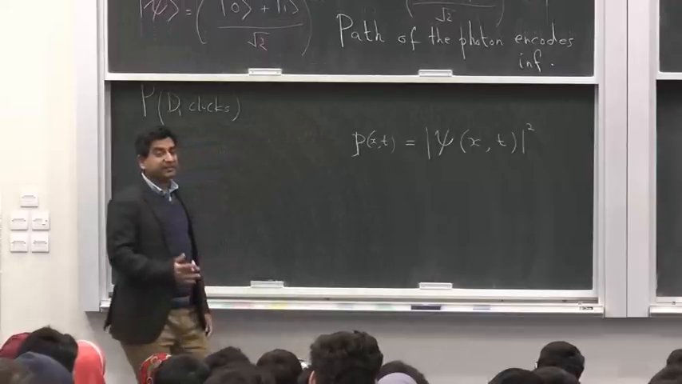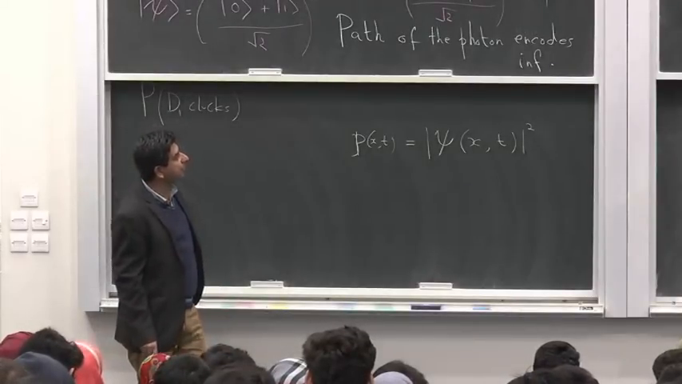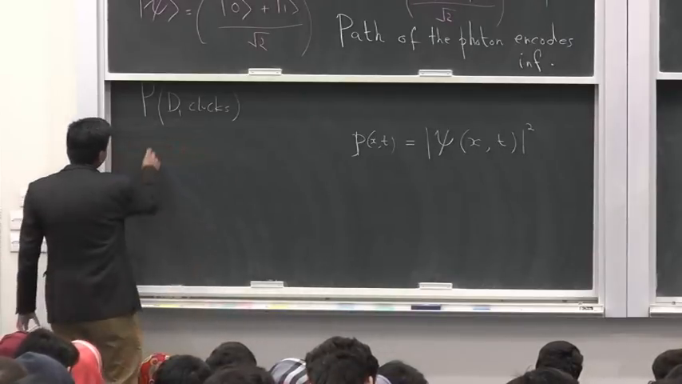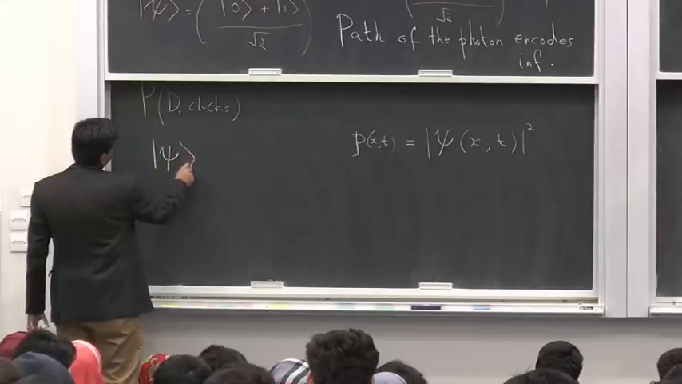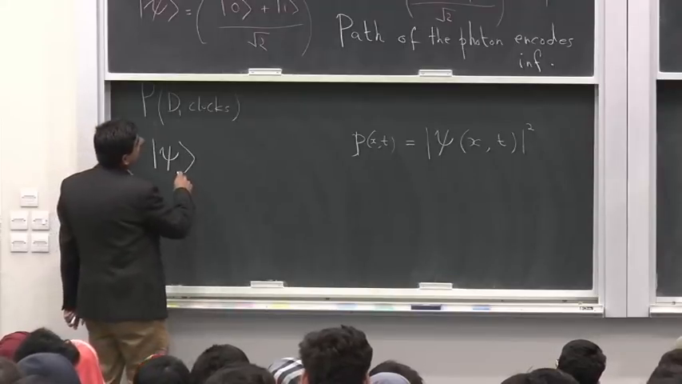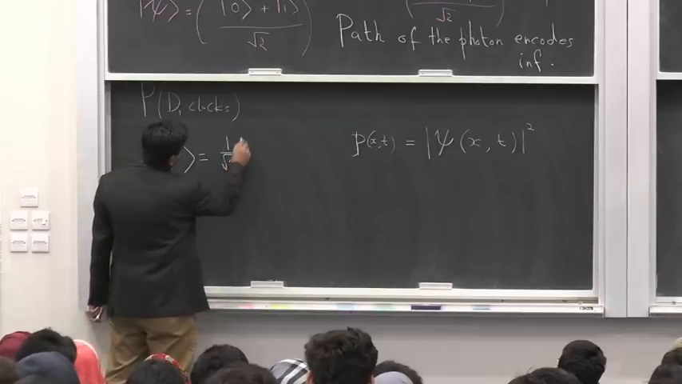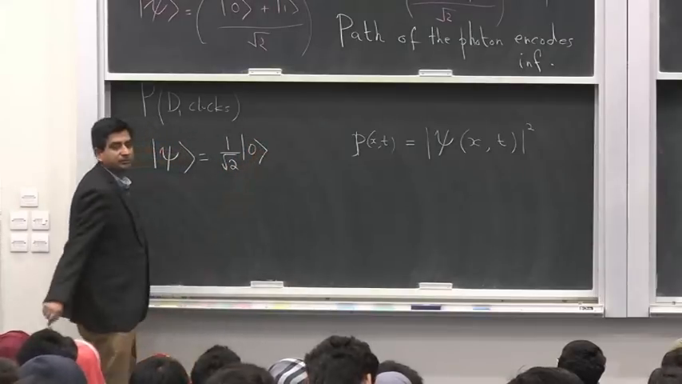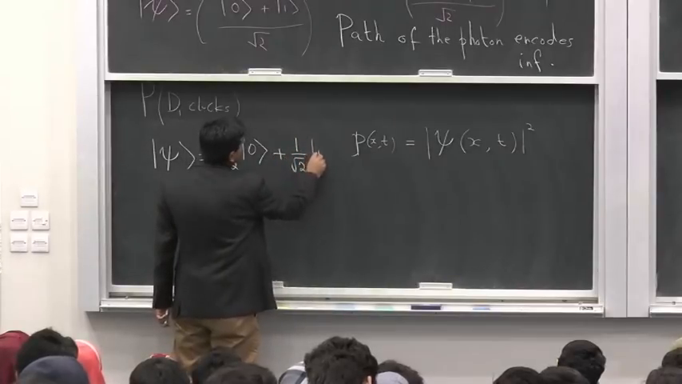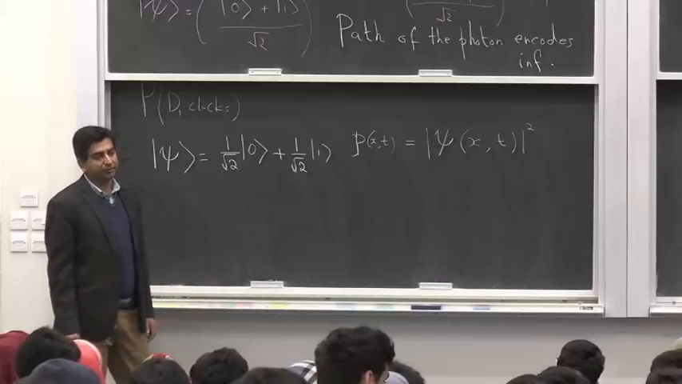detector D1 clicks with a certain probability. Now how do we find that probability? That probability actually comes from the quantum state, psi itself. Now if this is my state, I can write this state as 1 over under root 2, ket 0, plus 1 over under root 2, ket 1. Now the meaning of this 1 over under root 2 is going to get clearer. Why do I have this 1 over under root 2?